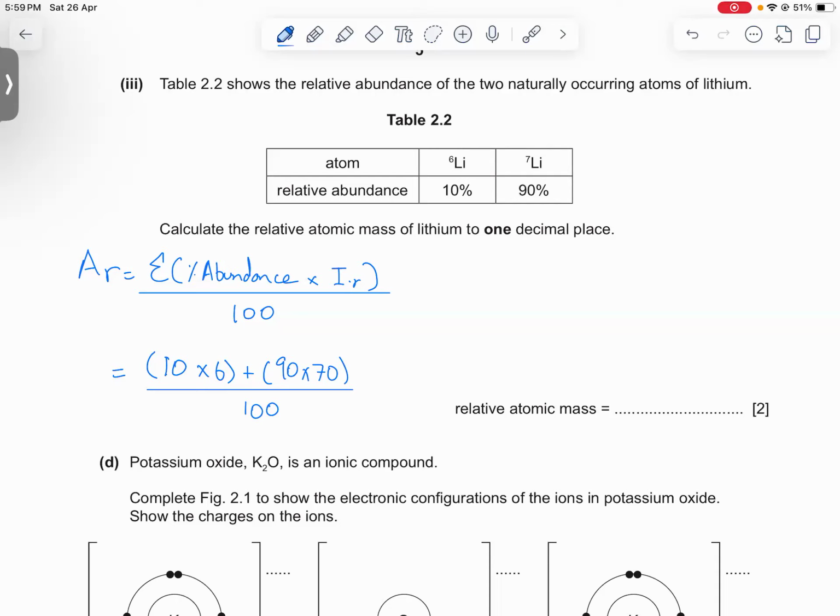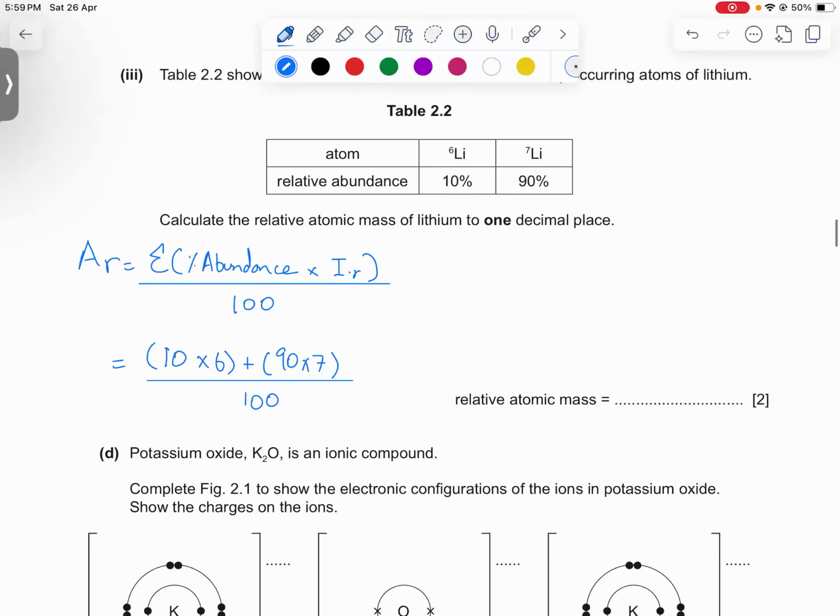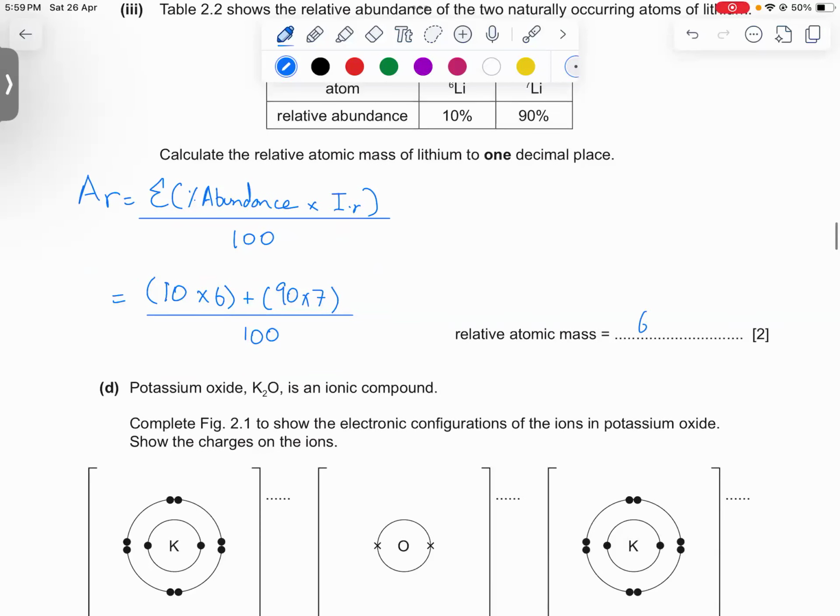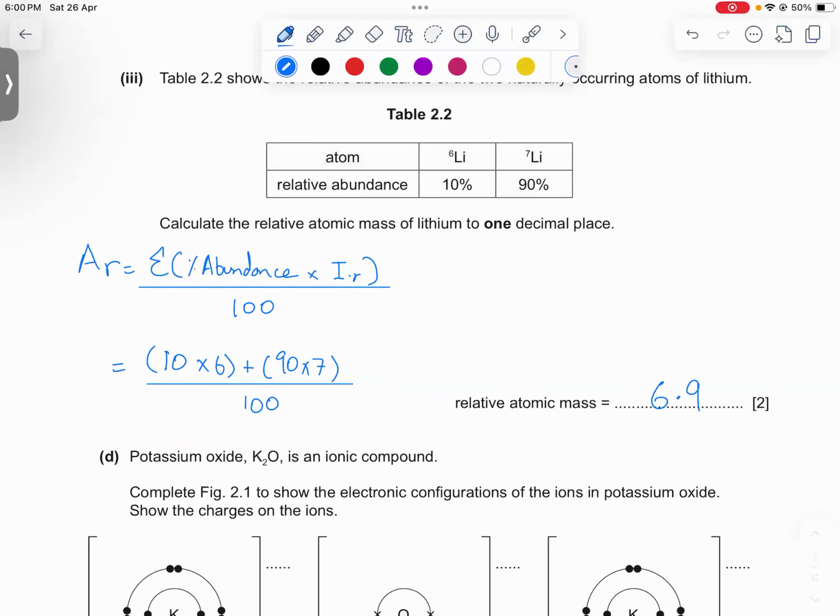So just do 10 times 6 is 60. What is 90 times 7? Not 70, 7 only, right? 90 times 7 should be 630, plus 60, divided by 100, you get 6.9. All right. So the relative atomic mass of lithium is 6.9. I mean, we could have kind of done it in our mind as well because 90% closer to 7 is 6.9.